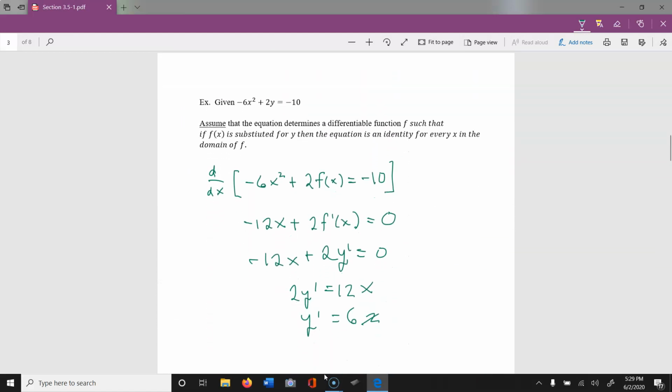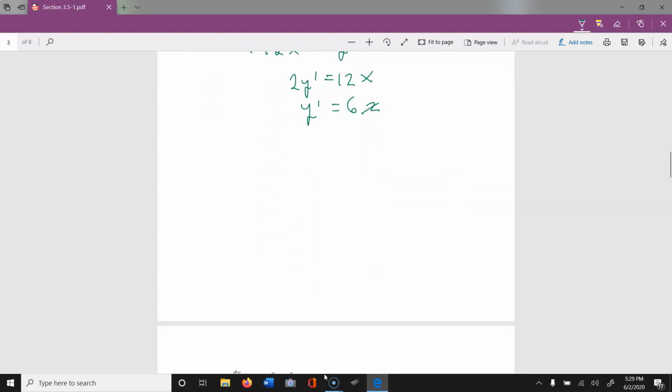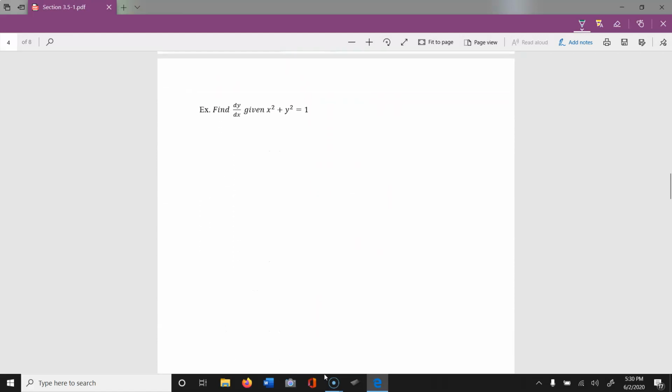Now you might be saying, well, why go through all that work? Why not just solve for y and differentiate? It's so much easier. Well, yes, if you can solve for y. What if you can't solve for y? Well, that's why we have implicit differentiation. Make sense?